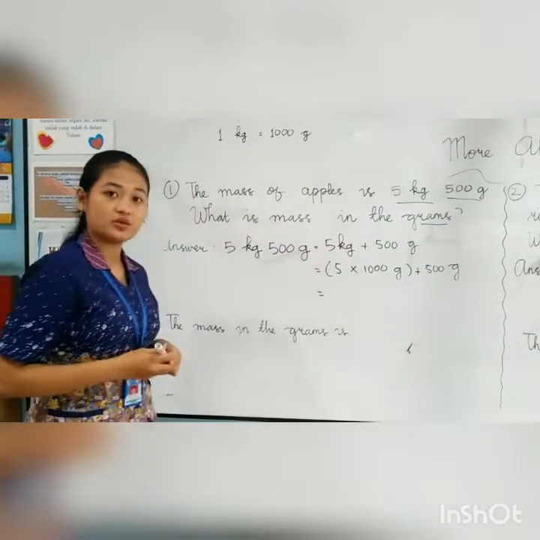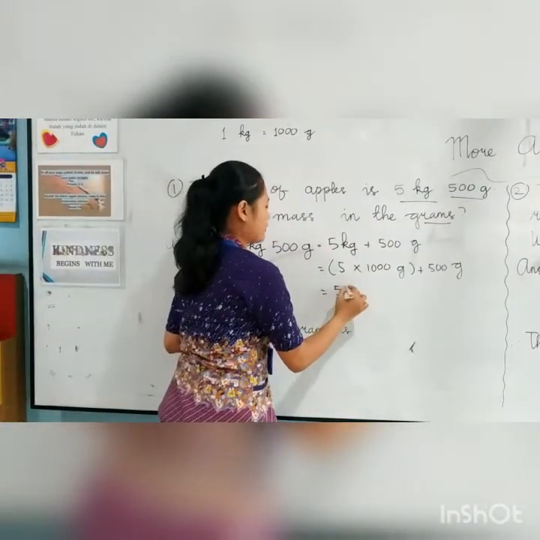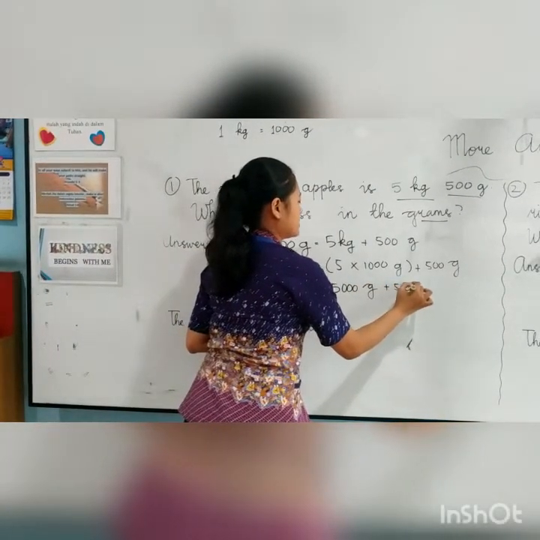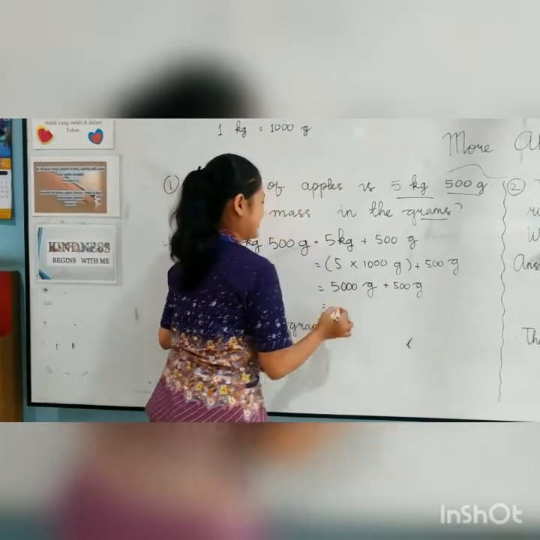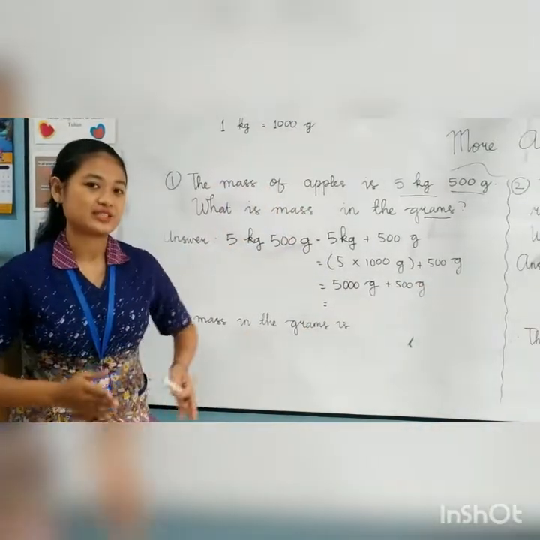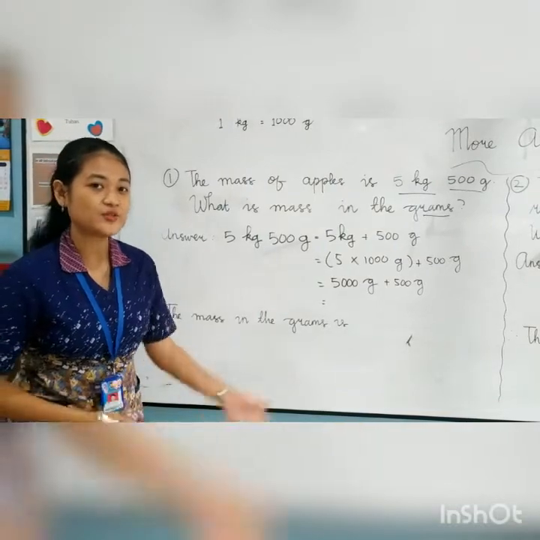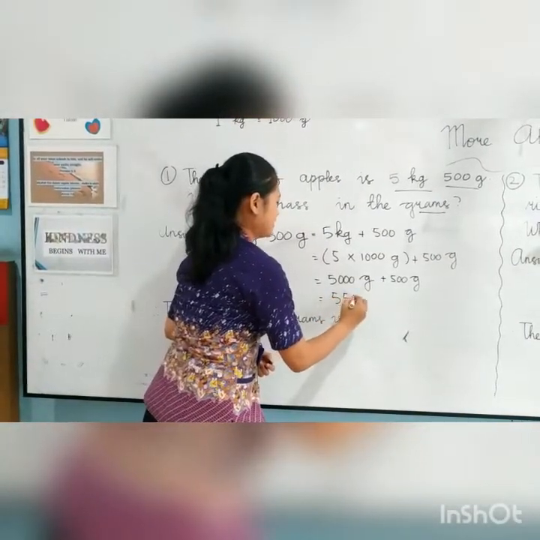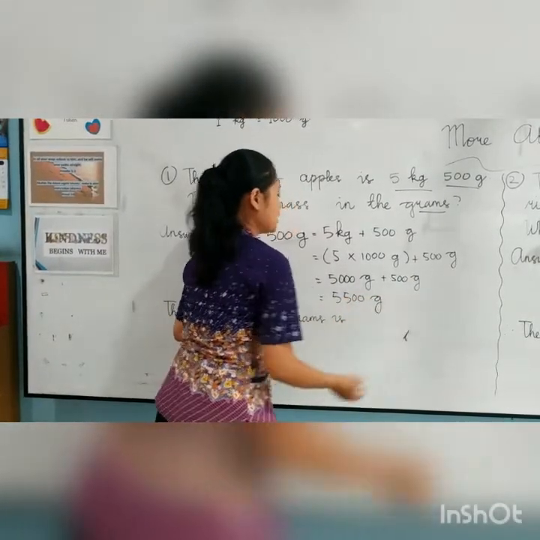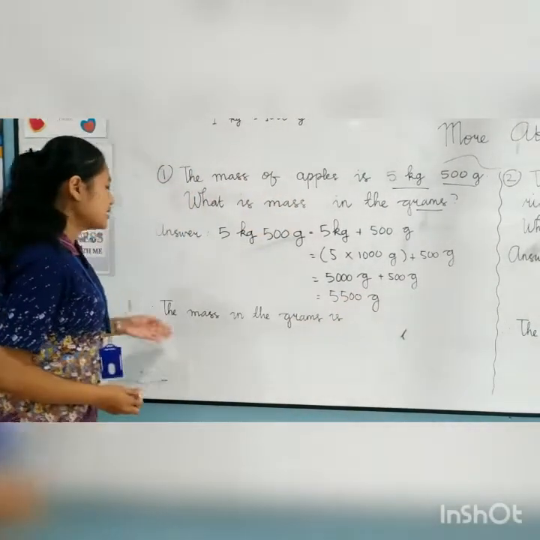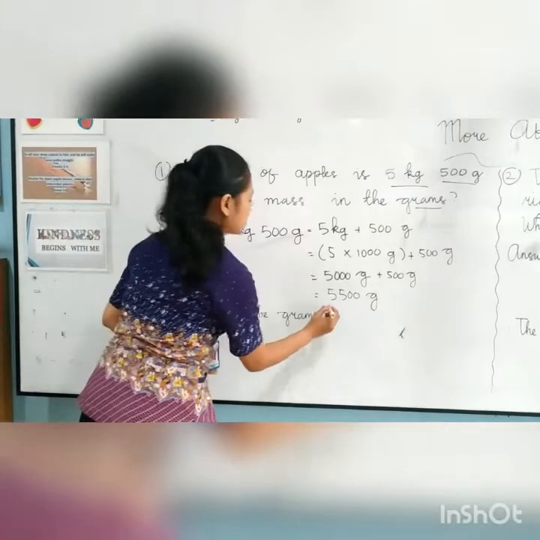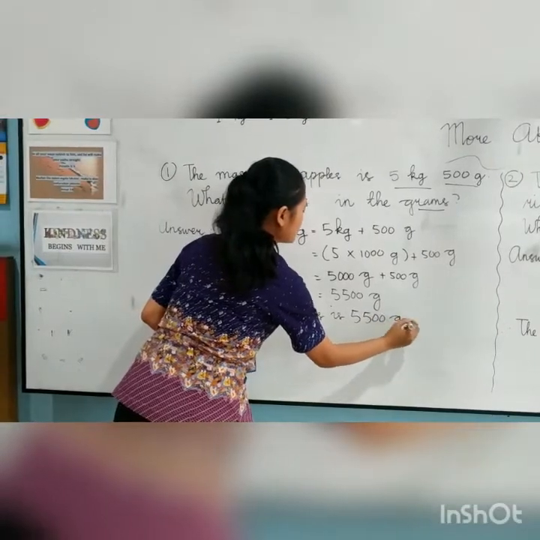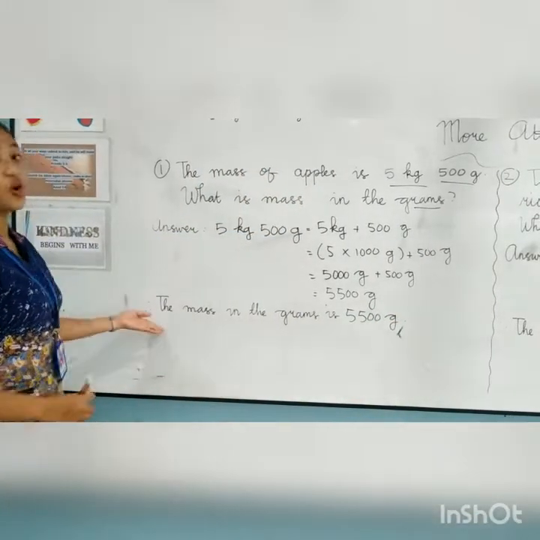5 times 1000 is equal to 5000 grams plus 500 grams. 5000 plus 500 is equal to, that's right, 5500 grams. So the conclusion is, the mass in grams is 5500 grams. Please don't forget to write the conclusion.